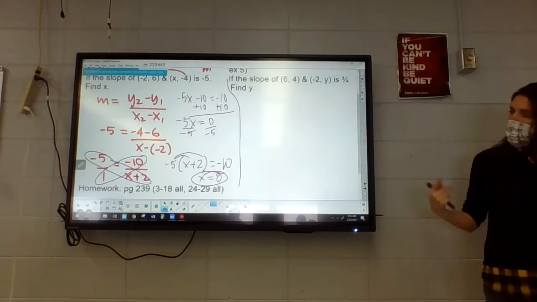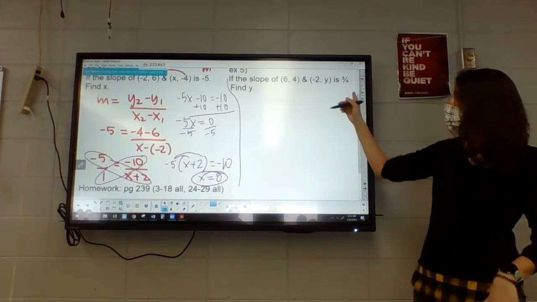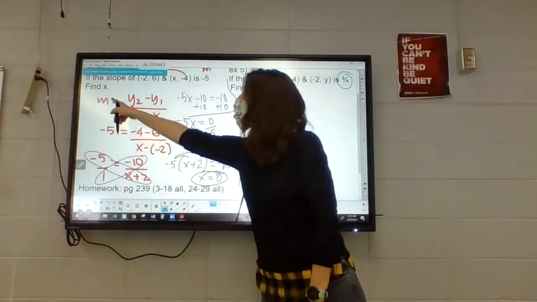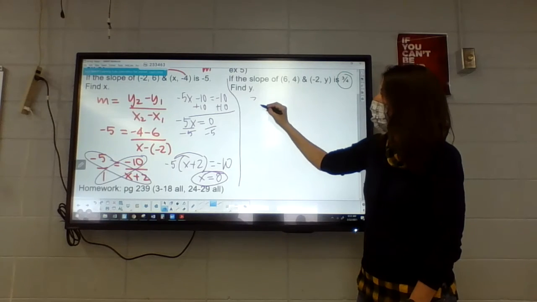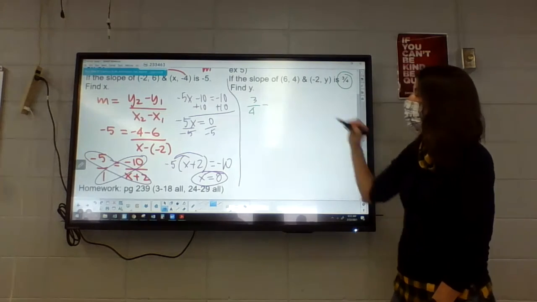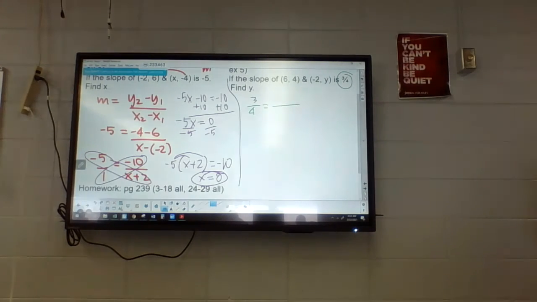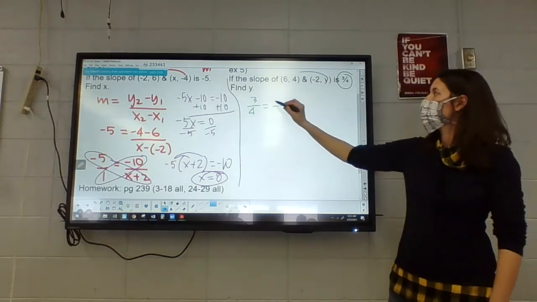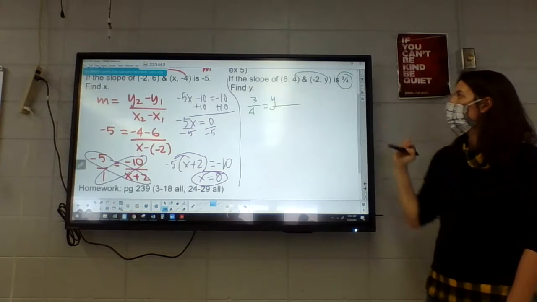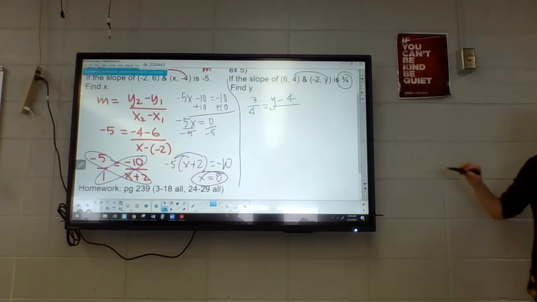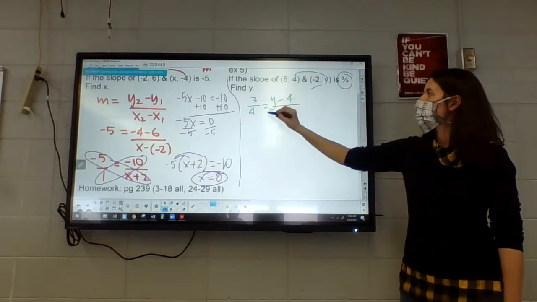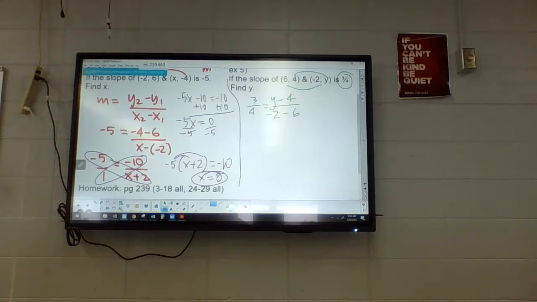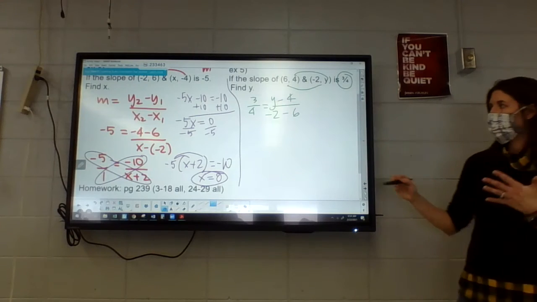So this next one, we're going to do kind of the same thing. So we already know what m is. M is 3/4. So I'm going to put that on the left side. So 3/4 is my slope. That one's kind of nice because it's already a fraction. Then here, I'm going to subtract the y's. And then on the bottom, I'm going to subtract the x's. So I'm going to kind of rewrite what I have here.